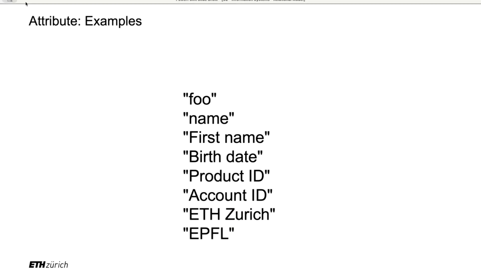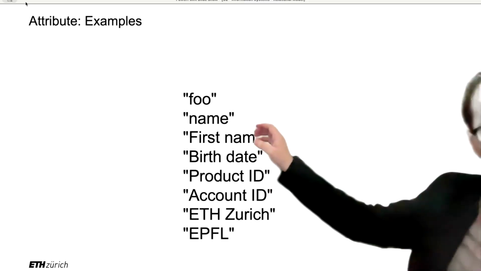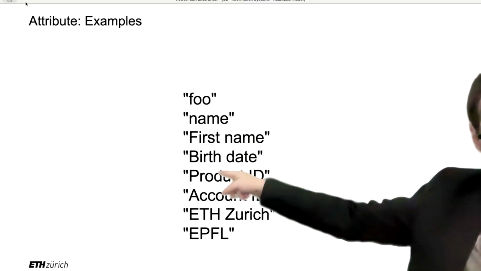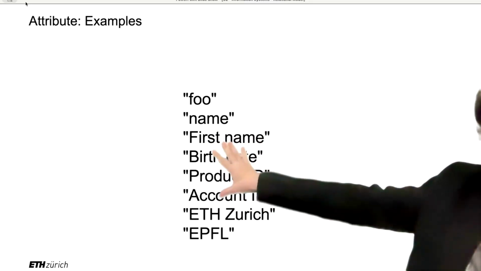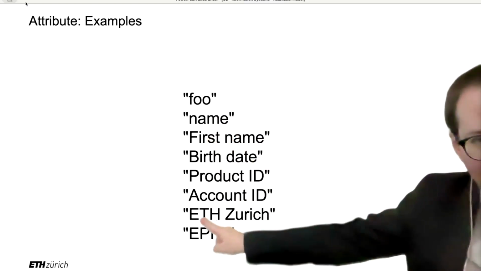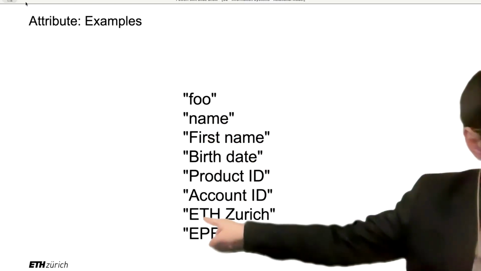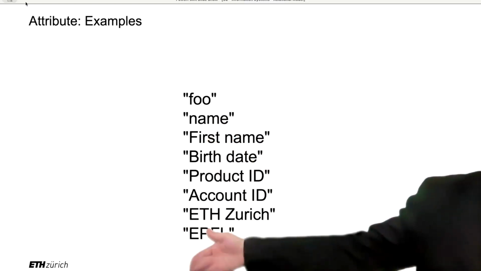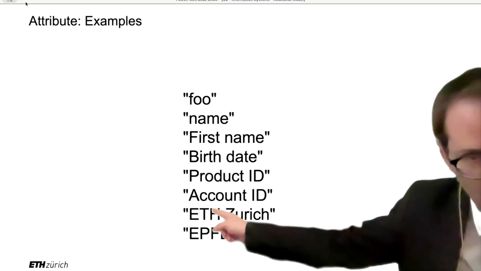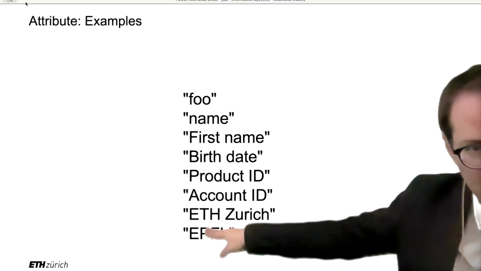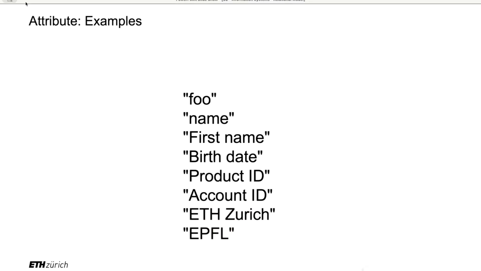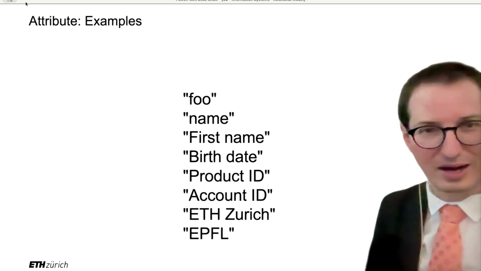Now, these are examples of attributes. Technically, it can be any string, right? But in practice, first name, birth date, product ID, account ID, name would be attributes. Technically, also these, but I don't know if people would actually call their columns with actual values, right? So even though it's allowed, I don't think these would be attribute headers. But we don't care. For the definition of attributes, any string will do as an attribute.